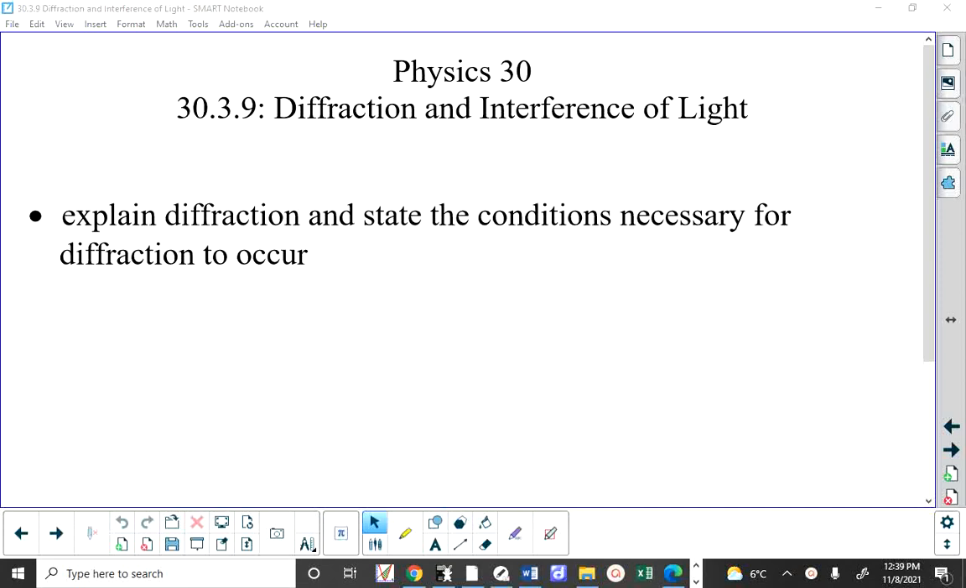So we're going to move on today and look at diffraction and interference of light. We'll be looking at the qualitative aspect of diffraction. Diffraction is something that you learned about in Physics 20.